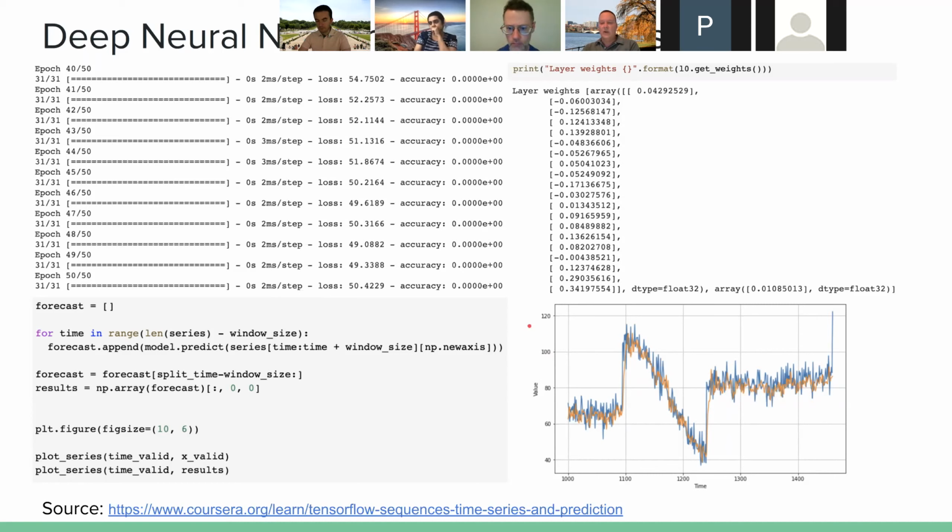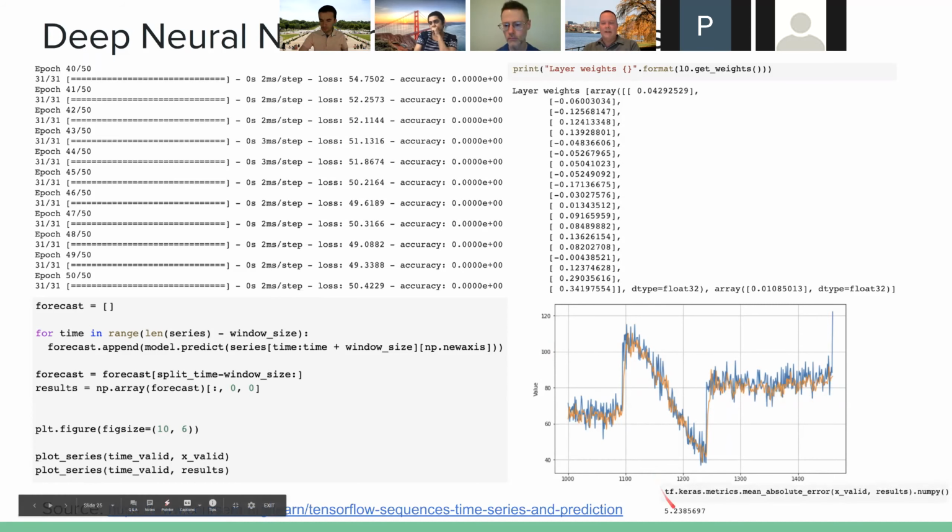George, did you print out the mean? There it is, our mean absolute error. If you recall, the best method George introduced, the last one, was I think 4.54 or something like that, if my memory serves me right. And here we've got a mean absolute error of 5.2, which is not too far off for such a simple neural network.